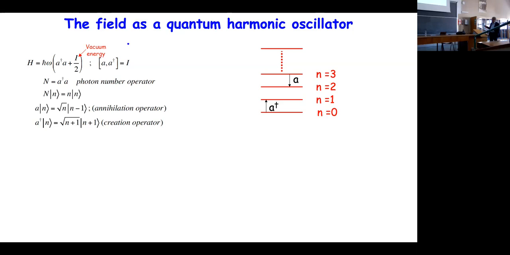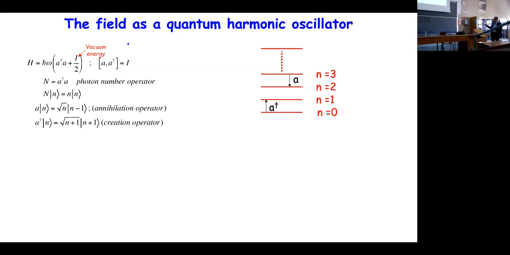Now, if you start from an N state and act on it with A dagger A, A will bring you to N minus 1, and A dagger will bring you back to N. So A dagger A is an operator whose eigenstates are the N states, and the eigenvalue is N. So in fact, A dagger A is the operator which describes the number of photons.